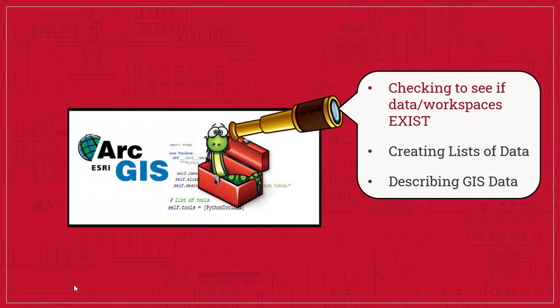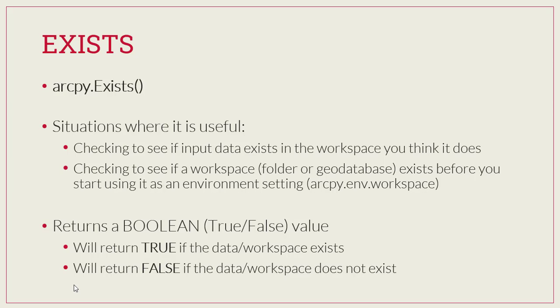We're then going to move on, and you'll notice the next series of short videos are going to be about creating lists of data that exist in workspaces, and then also describing that GIS data. So how do we replicate the function of effectively right-clicking on a data set and looking at all of its properties that tell us all of the interesting things about its coordinate system, its datum, what the units of the data are, whether or not it's a point, a line, a polygon, a shapefile, a geodatabase. So we'll learn later on how to do that. But the focus right now is going to be on checking to see if our data or workspaces exist.